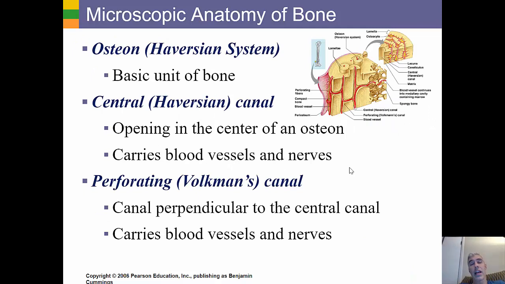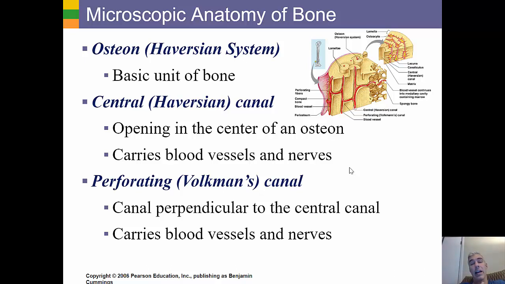Now we're going to zoom in on the microscopic anatomy of the bone. We have our osteon, which is a Haversian system. The osteon is basically one of those circles, or one tree trunk, when we looked at the tissue of the bone, right? So that's a basic unit of bone, and they just keep repeating, just like multiple tree trunks.